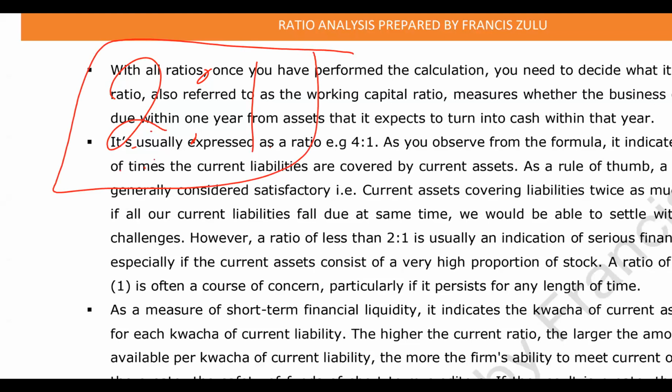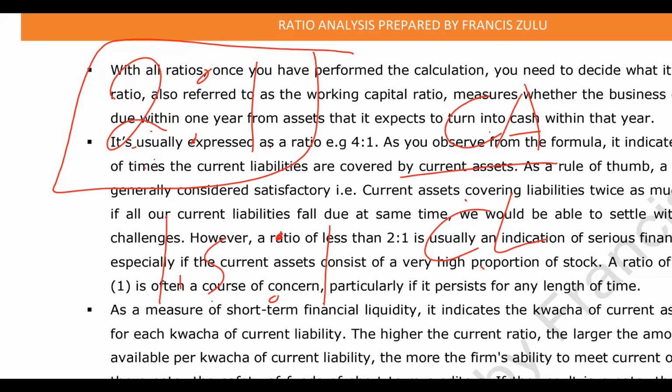2 to 1 simply means the current liabilities go into current assets 2 times, meaning our assets are more than the liabilities. We want a company to have more current assets as compared to current liabilities. That is very, very okay. But if you have a ratio of 1.5 to 1, it's still okay. Anything less than this, then you are in danger.